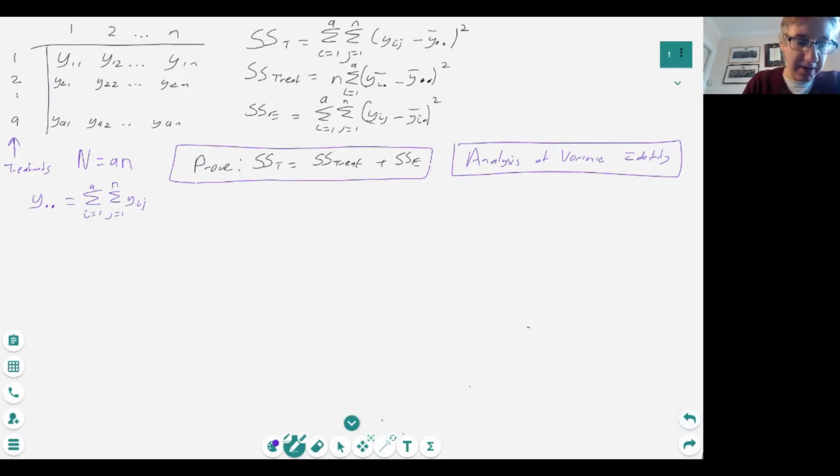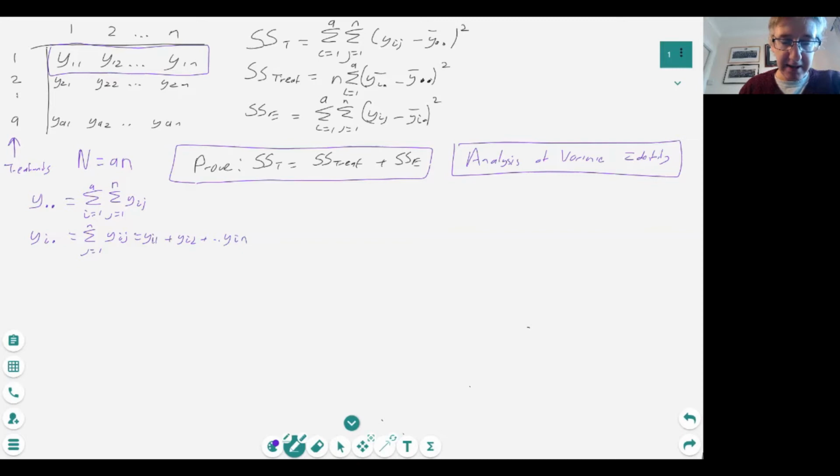The other thing we might want to do is add up everything for each treatment. So we're going to add up over just all the different runs for each treatment, the responses. Okay, so for example, y1 dot will be everything within this purple box here. Okay, yi1 plus yi2 plus up to yin.